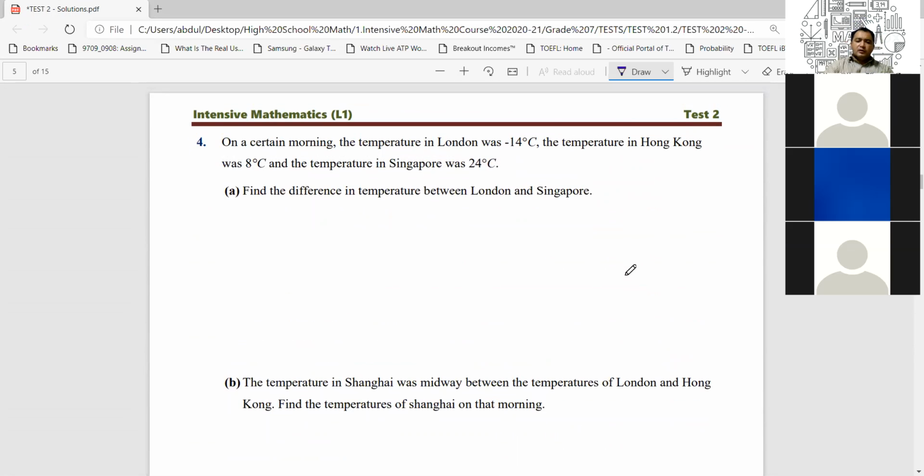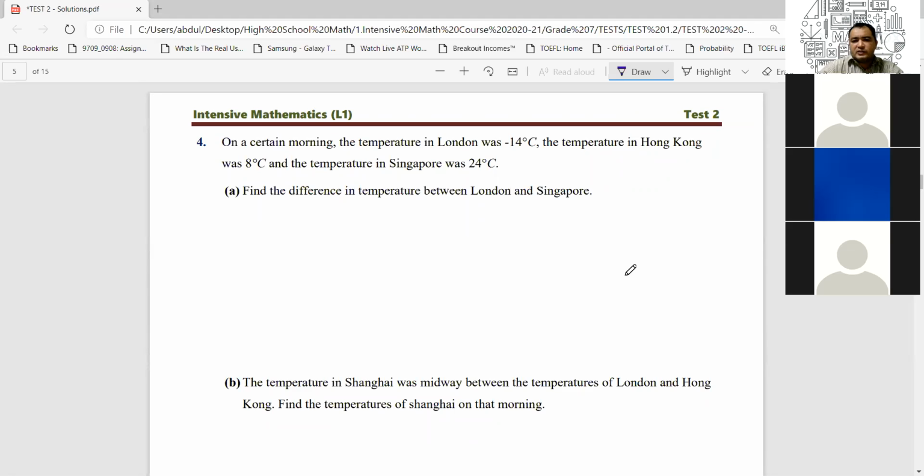Adilhan, can you read question 4 a bit louder? Question 4. On a certain morning, the temperature in London was minus 14 degrees. The temperature in Hong Kong was 8 degrees, and the temperature in Singapore was 24 degrees. Find the difference in the temperature between London and Singapore. Okay. First, let's answer this question, Adilhan, after you read question B.